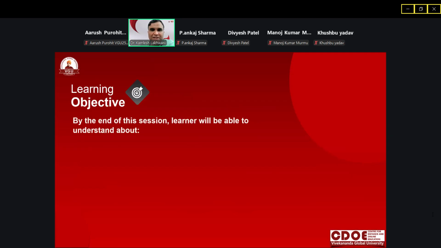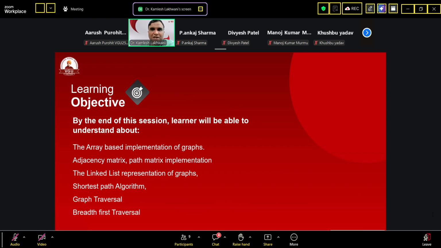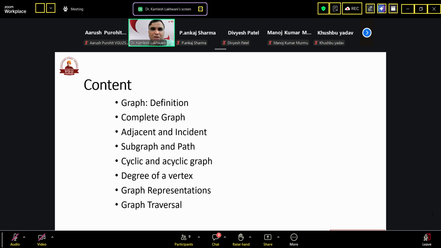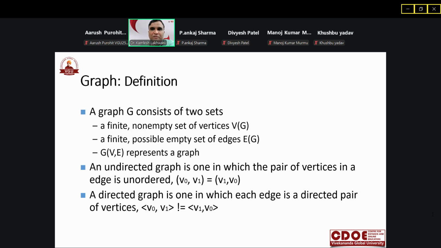So these are the objectives. By the end of this session, learners will be able to understand the array-based implementation of graph, adjacency matrix, path matrix, linked list representation of graph, shortest path algorithm, and graph traversal, BFS, that means breadth first search. So first we start with the definition of the graph, then we'll understand the different components like complete graph, adjacency matrix, incident, subgraph, path, cycle, acyclic graph, degree of vertex, and graph representation. Finally, we will discuss a few graph traversal algorithms. So without wasting time, we are going to start with the definition of the graph.